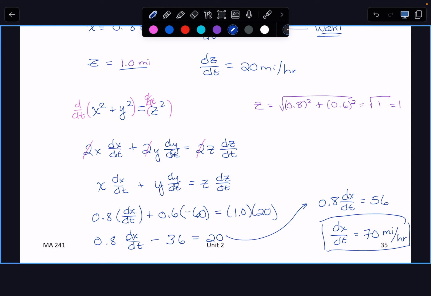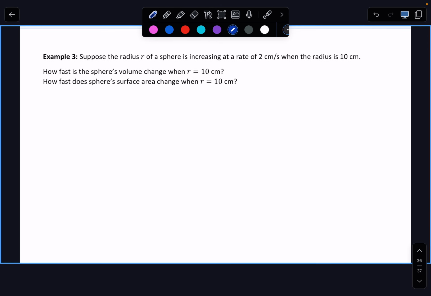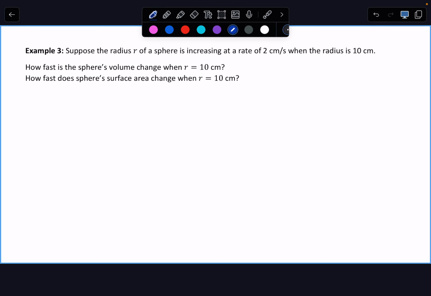Any questions on that one? All good? All right. The next one I really like, number 2. I like the car better, but you know.